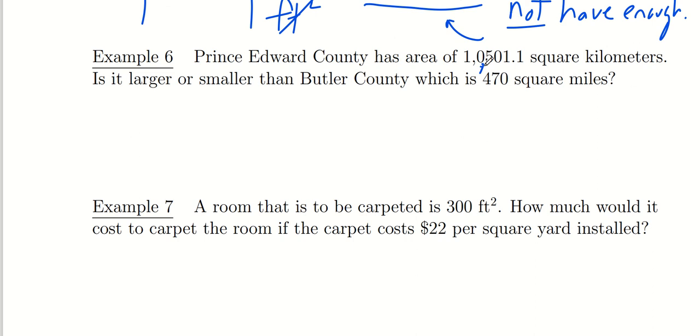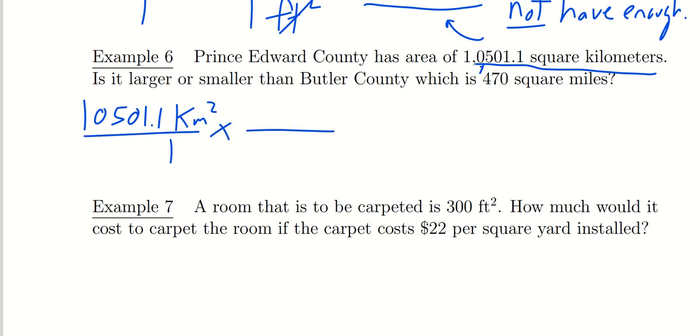So this is another situation where we need to do a conversion. In order to compare the sizes of these two places, we would prefer for them to have exactly the same units. So we have a choice. We can either convert from square kilometers to square miles, or square miles to square kilometers. Doesn't matter how we do it. Maybe I'll convert square kilometers to miles. So I'm going to take this 10,501.1 square kilometers, and I want to convert it to square miles.